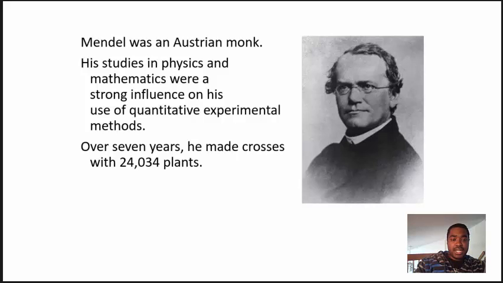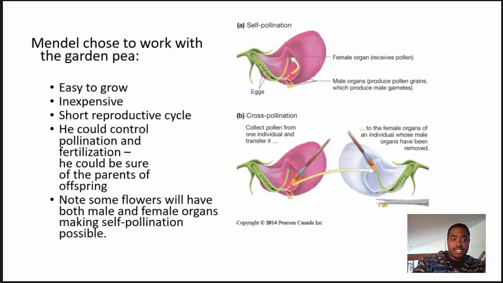So he used the pea plant to study this. Some 24,000 plants, and pea plants, of course, are easy to study. They're easy to grow. They're inexpensive. They have a short reproductive cycle.